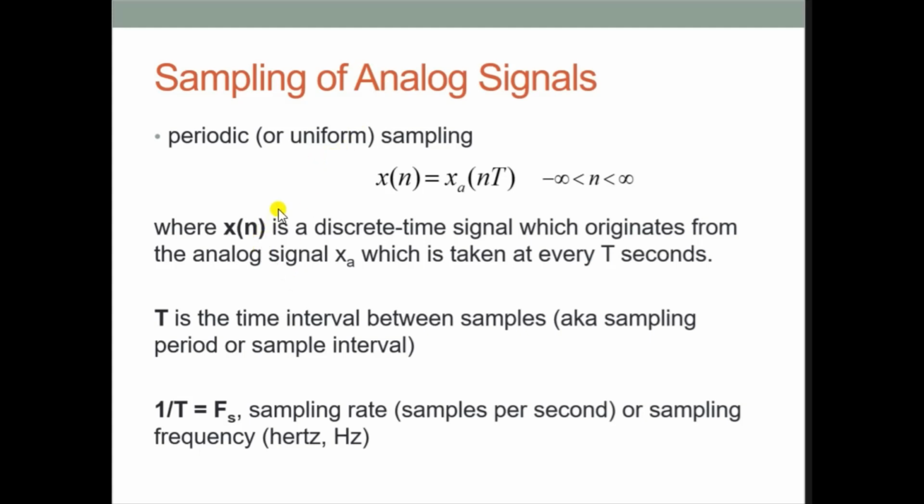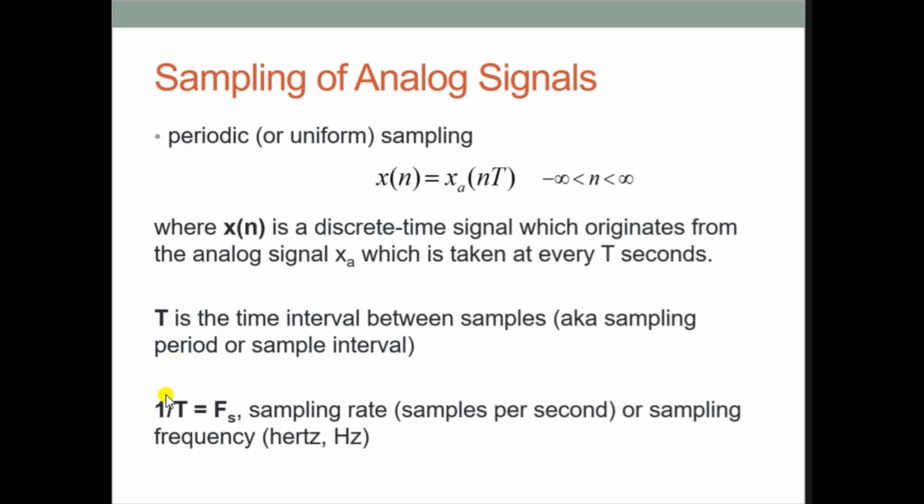So for sampling, we need to use periodic sampling, which means that a sample is taken at every T seconds. What it means is that x[n] is a product of an analog signal taken at every T seconds, which produces a discrete time signal. So T is a time interval between samples, also known as sampling period or sample interval.